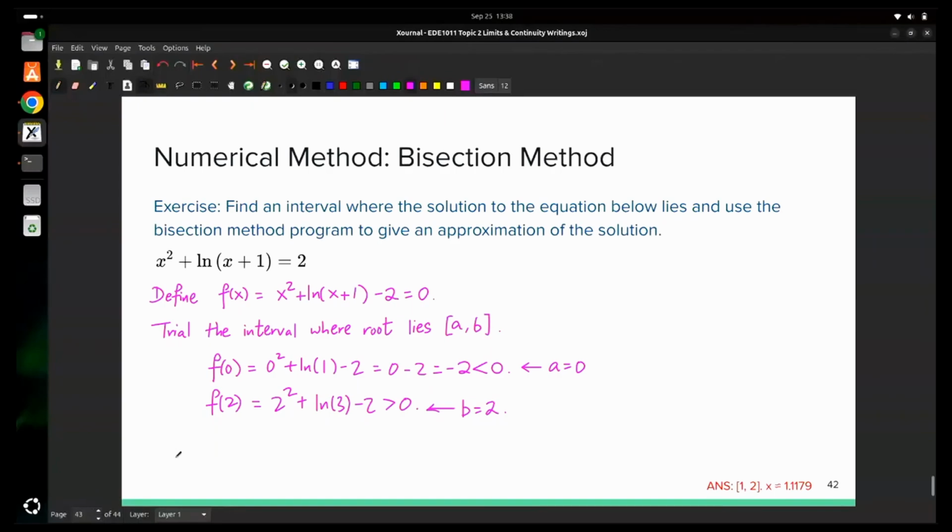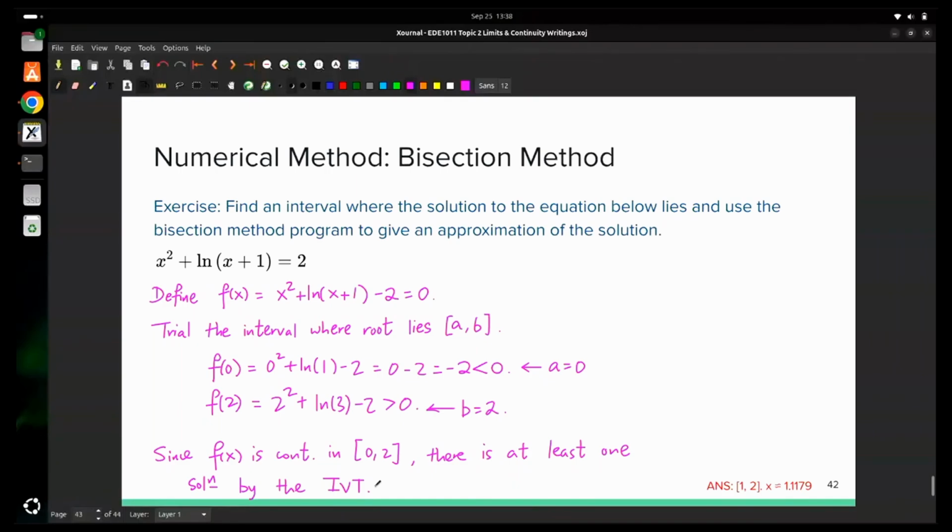Okay? So I can state, since f of x is continuous in 0 to 2, there is at least one solution by the IVT. According to the intermediate value theorem, there must be at least one solution in that interval 0, 2. Is that okay?